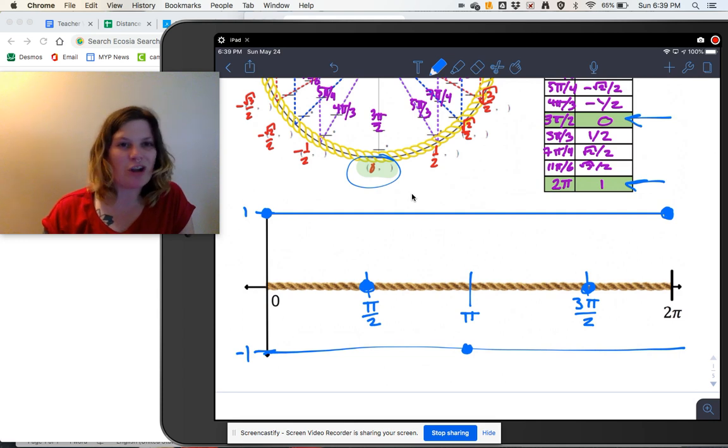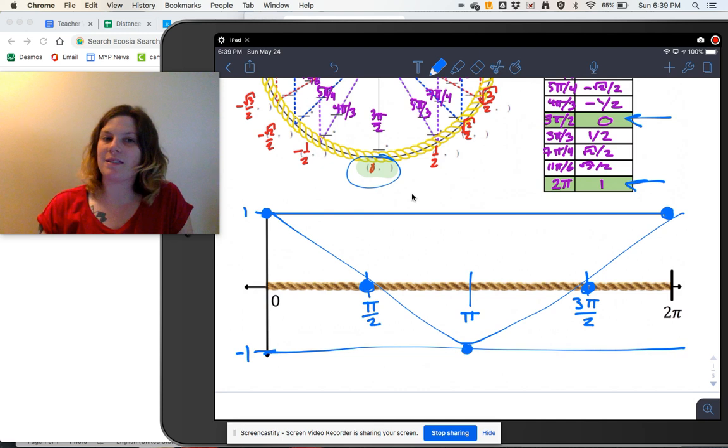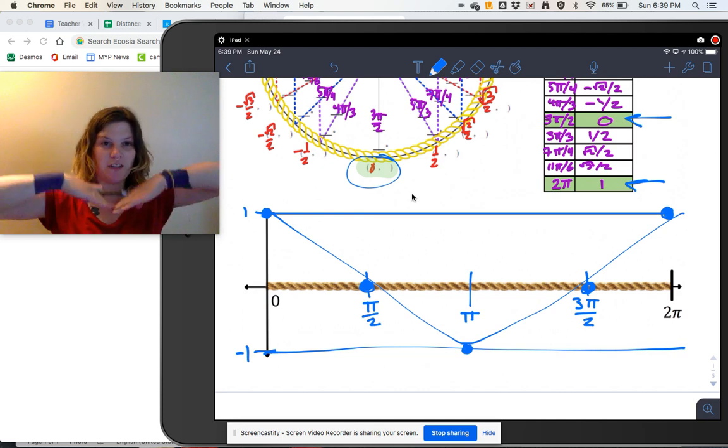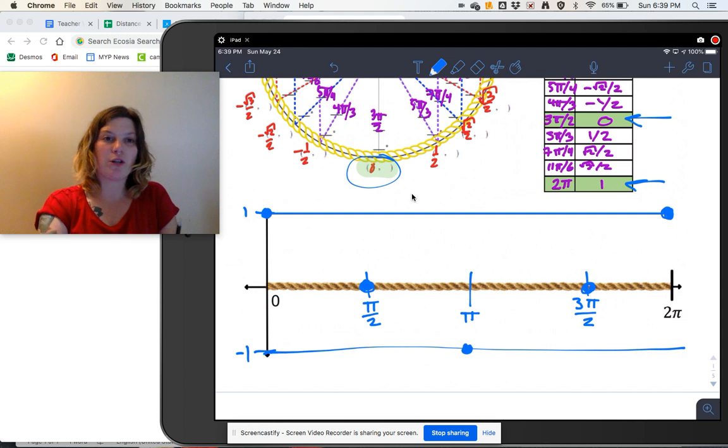I think it's a little harder to draw a cosine so it looks nice. But the most common mistake I see is students will go like this. It's not like a pointed thing. It's not a V, right? It needs to be curved.